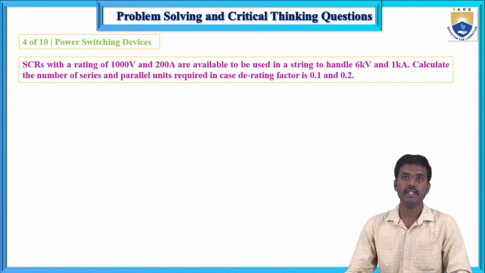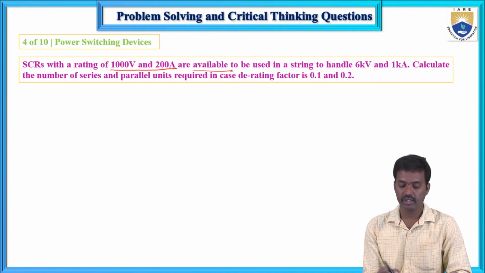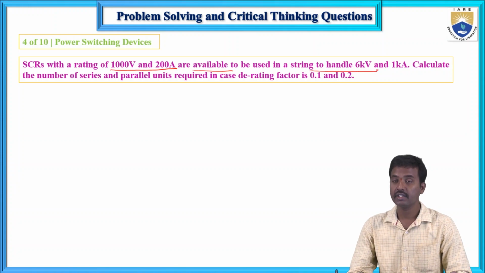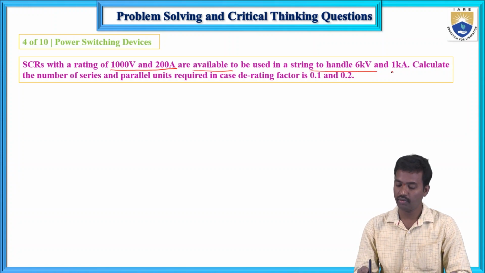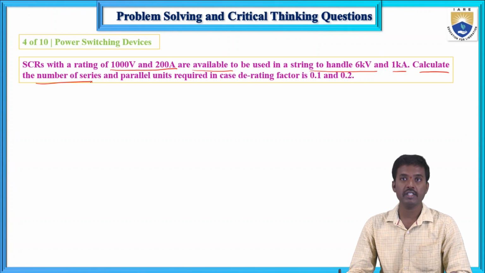Fourth question: SCRs with a rating of 1200 amperes are available to be used in a string to handle 6 kV, 6000 volts and 1 kA, 1000 ampere. Calculate the number of series units and parallel units in case the derating factor is 0.1 and the derating factor is 0.2. Here, a number of SCRs are connected in series to increase the voltage rating, and SCRs are connected in parallel to increase the current rating.